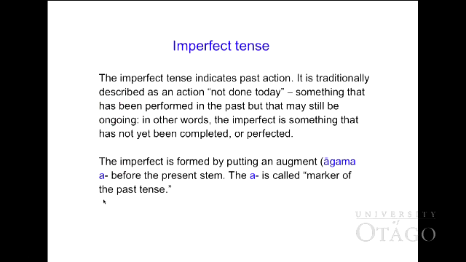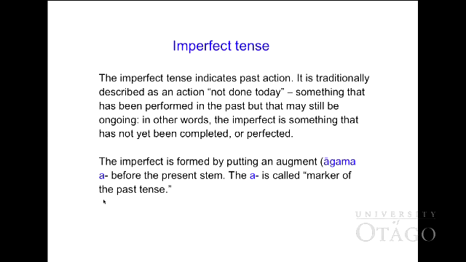We have studied some prefixes and we will continue to lesson 15 for more prefixes. Now let's study the imperfect tense. The imperfect tense indicates past action, and it is traditionally described as an action not done today, something that has been performed in the past but that may still be ongoing. In other words, the imperfect is something that has not yet been completed or perfected.